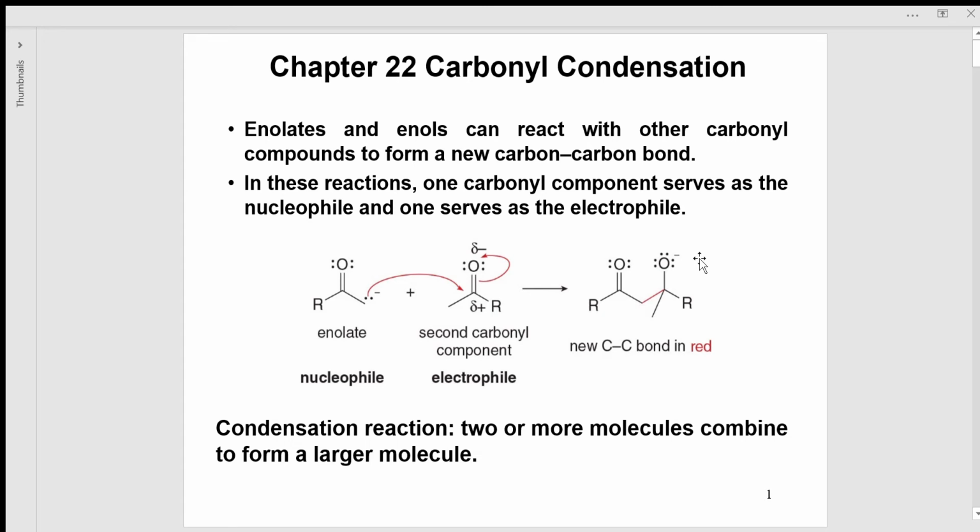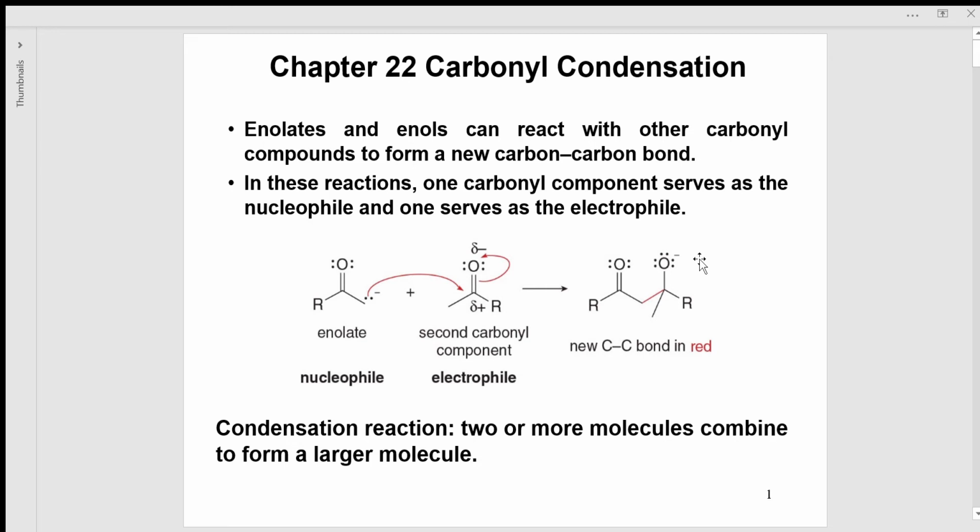Today we are going to start chapter 22, carbonyl condensation reactions. This is a very short chapter for carbonyl compounds, and this is the last chapter for carbonyl compounds. We have a big chunk of carbonyl molecules for OChem 2.